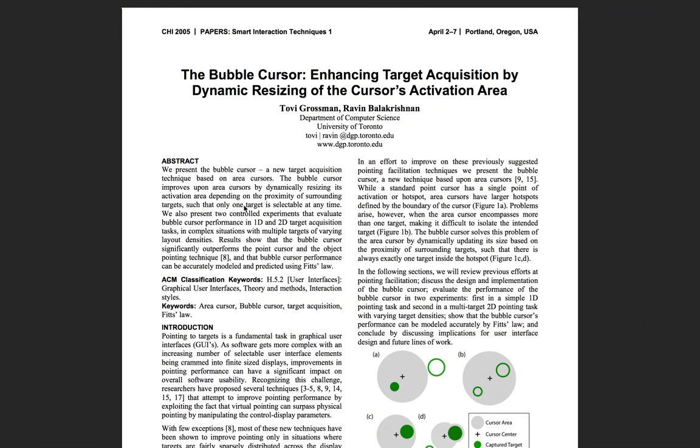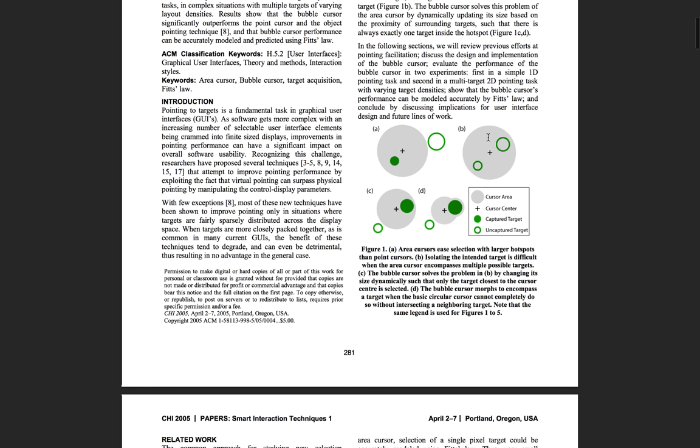The bubble cursor is an interesting idea from Microsoft Research back in 2005. It's the idea that the cursor should dynamically expand to encapsulate the closest widget or button so that the user doesn't have to directly hover over that element. And by dynamically resizing the cursor, we can account for the problem when two widgets are simultaneously encapsulated within the same boundary of the cursor as shown here.